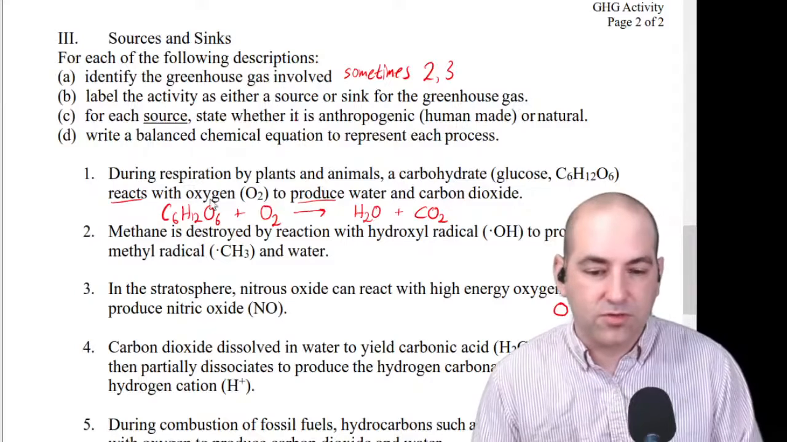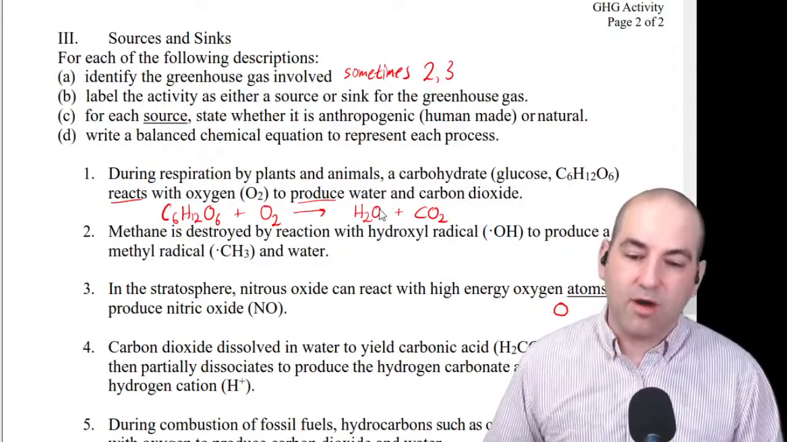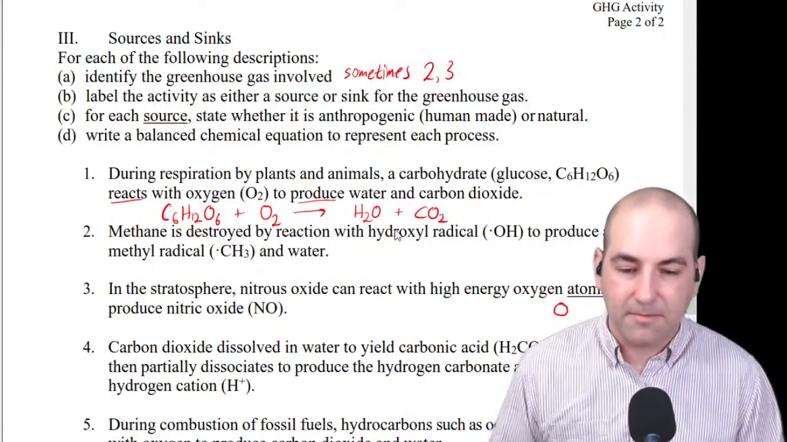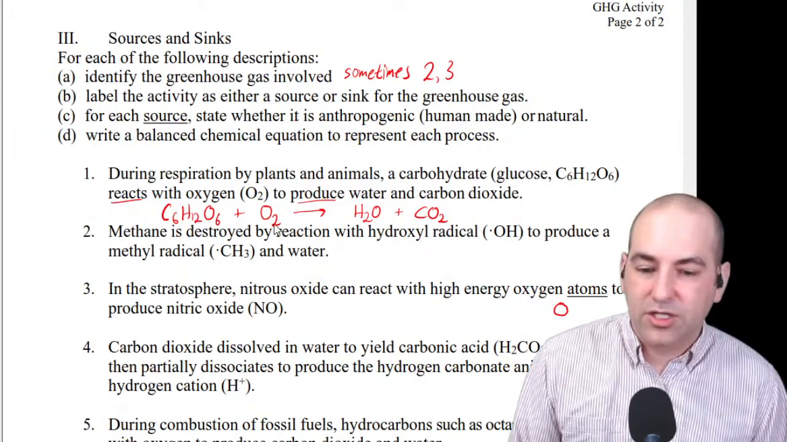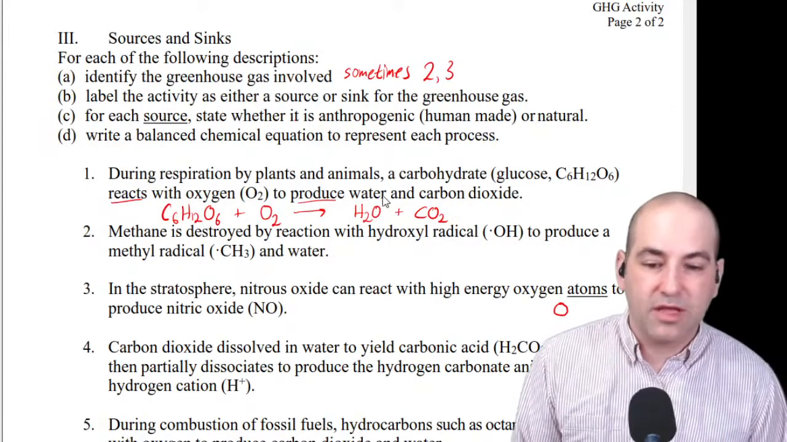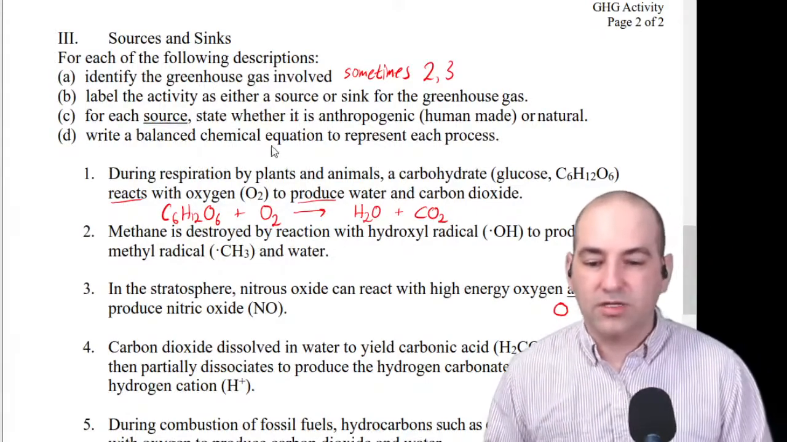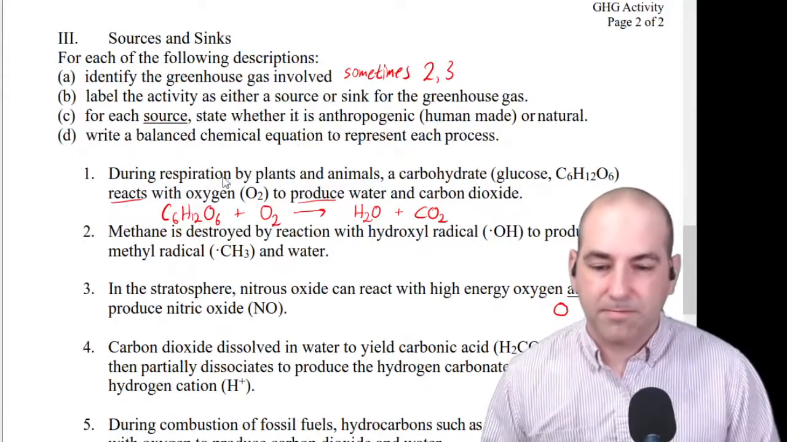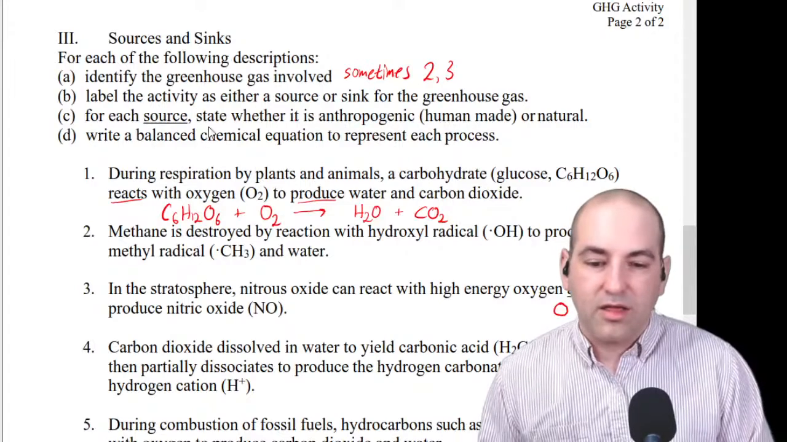So for example, for the first one that we did together, the greenhouse gases here, there are 2 of them, are water and carbon dioxide, not oxygen. That is not a greenhouse gas. And this reaction produces both of those things. So this activity, respiration by plants and animals, where we are metabolizing carbohydrates, is a source of those greenhouse gases. It produces them.